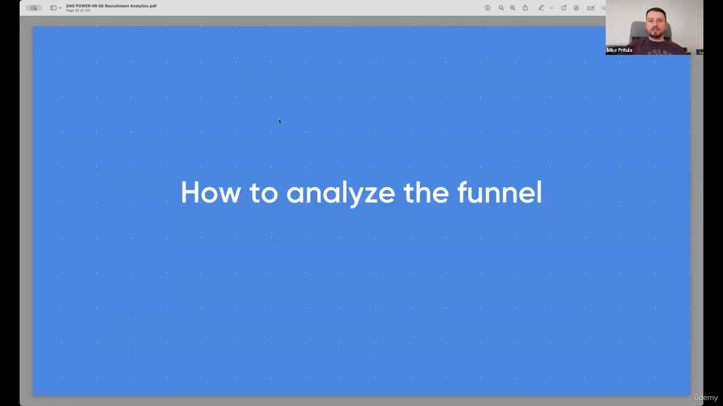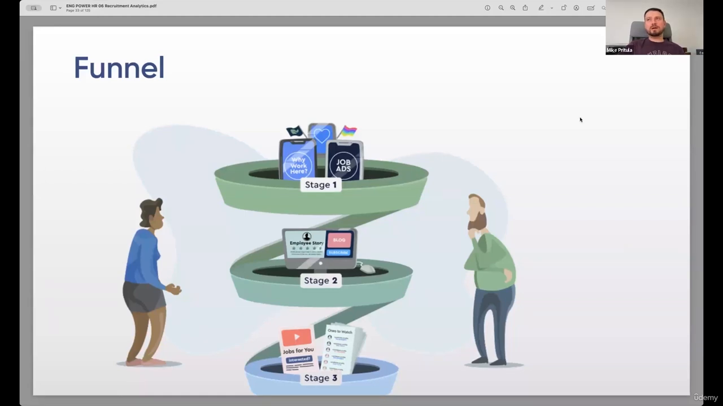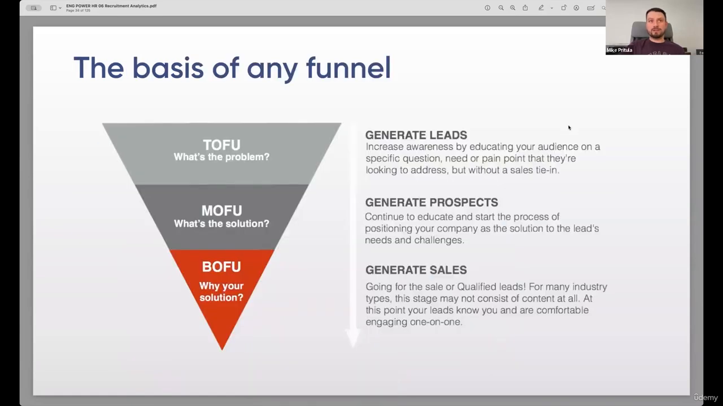Then how to analyze the funnel. Talking about the funnel, we have to understand the idea. Funnel actually comes to us from marketing, and they have the idea of a funnel that reflects how they acquire clients. So they do advertisement, they put clients through the different stages, and then they have buyers or customers.